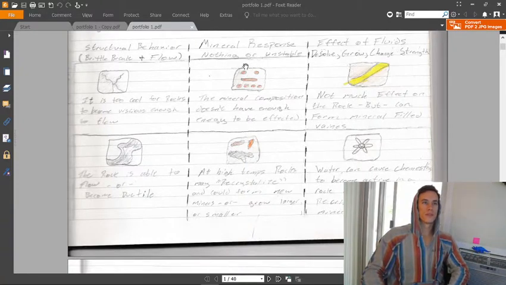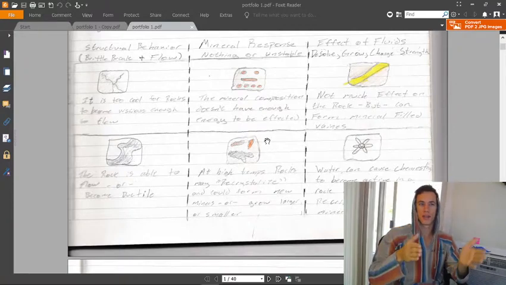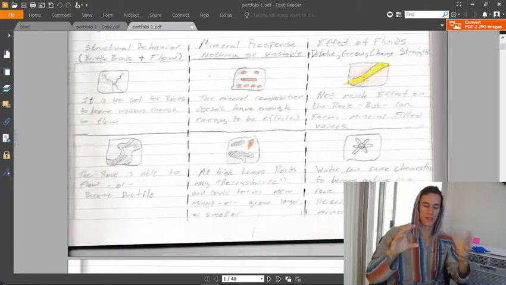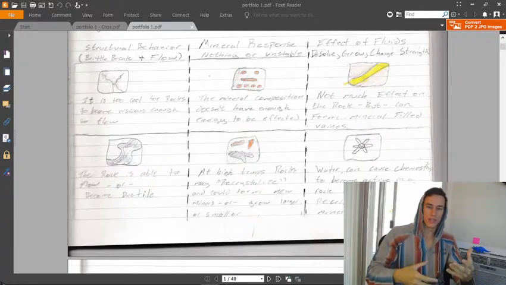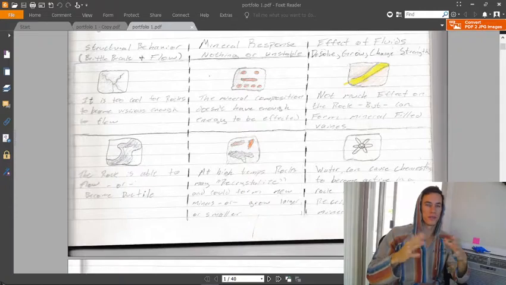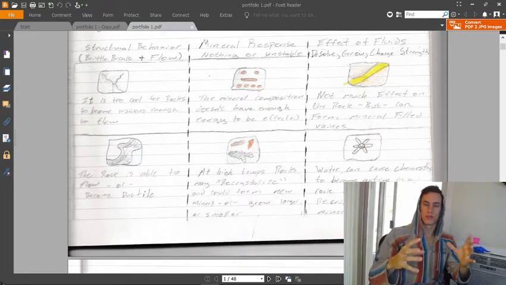Mineral responses: nothing or unstable. The mineral composition doesn't have enough energy to be affected. That's basically saying that if there's something dense or hard inside of a matrix of material, then sometimes it won't be affected, or at higher temperatures the rocks may recrystallize and could form new minerals. It's like if you put some sugar in some water on a stovetop and there's not much heat, a little bit of the sugar is going to dissipate, but a lot of it's going to be there, and it takes more heat to dissociate all the sugar into the solution.